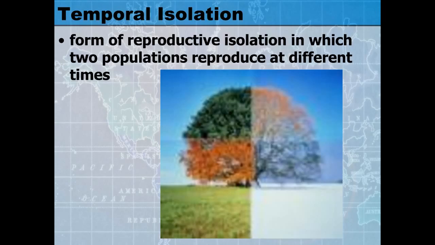This also happens with animals as well. Think about hibernation. Some squirrels or some bears might have hibernated early this year and woken up. Some might still be hibernating right now. Therefore, they never crossed before. So the changing seasons is what affects temporal isolation.